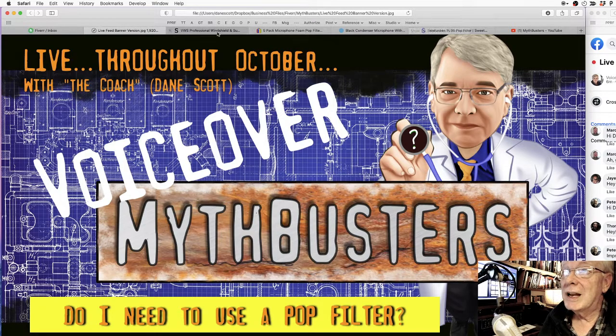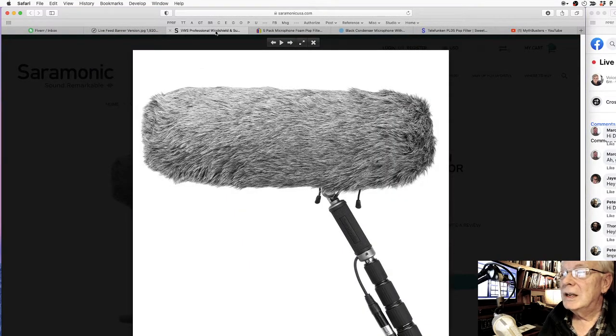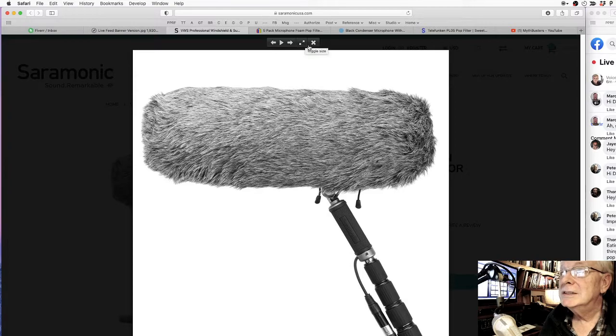Here's an interesting kind of pop filter, and it's more for use outdoors, and it's on shotgun microphones. That's why it looks so long like this. This was used to cover up the shotgun mic to keep wind from blowing into it. So it was used in television broadcasting a lot. That's an interesting looking one, isn't it? Reminds me of a Tribble from Star Trek.